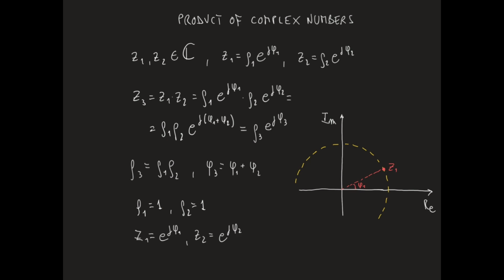Z2 also is a point on the unit circle forming an angle phi 2 with the real axis. By multiplying Z1 by Z2, we simply move Z1 counterclockwise along the unit circumference by an angle phi 2.